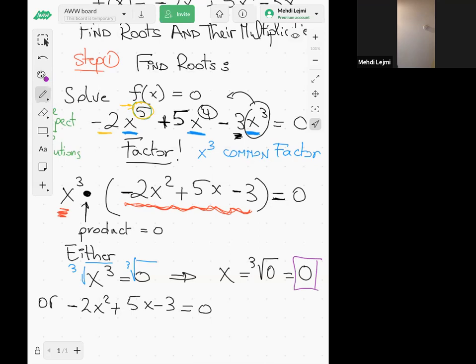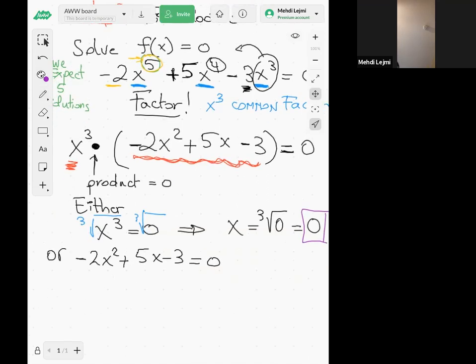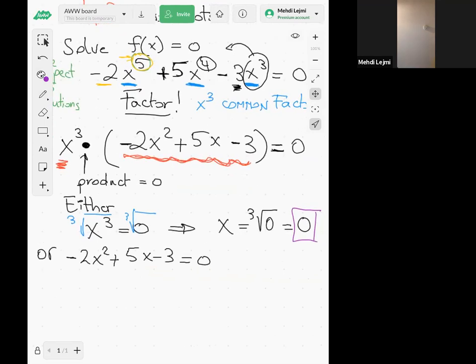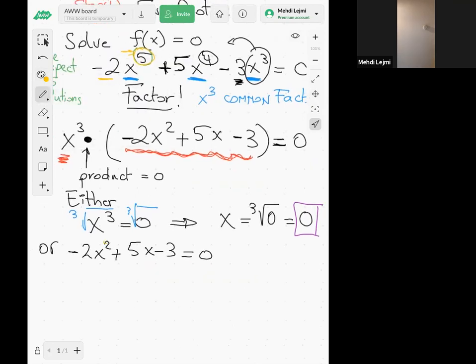Now, what about the second equation? Well, the second equation is just a quadratic equation, right? The highest power of x is 2, which is good news because I can use my quadratic formula. So then your x would be minus b, so minus 5 plus or minus square root of b squared, that's 25, minus 4 times a times c, over 2a.